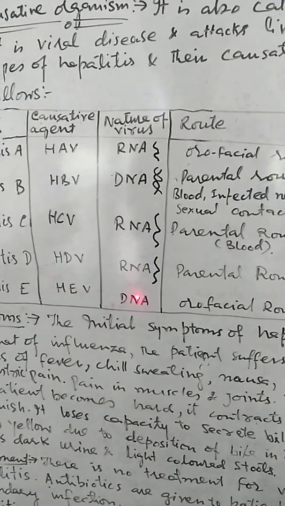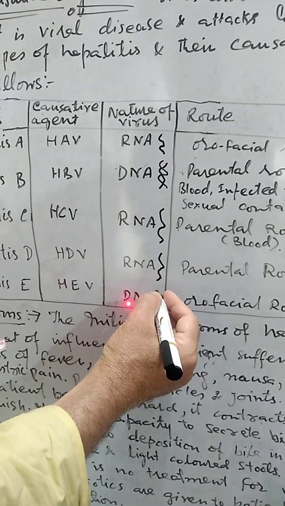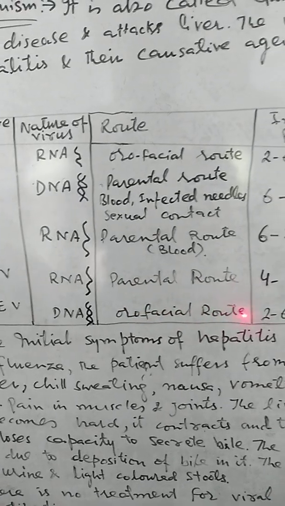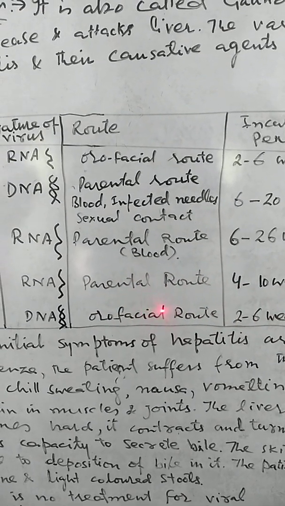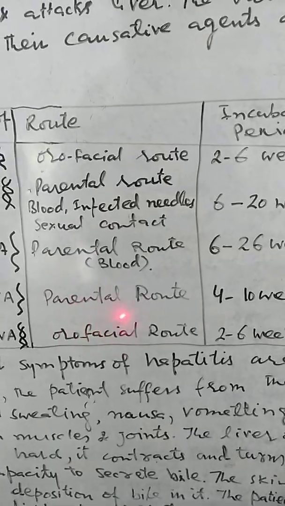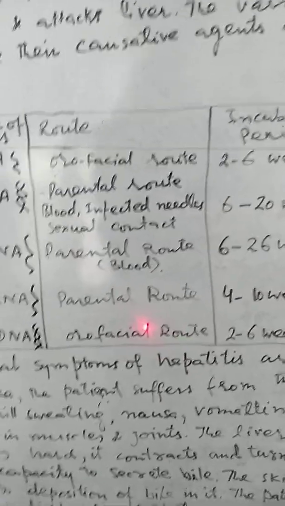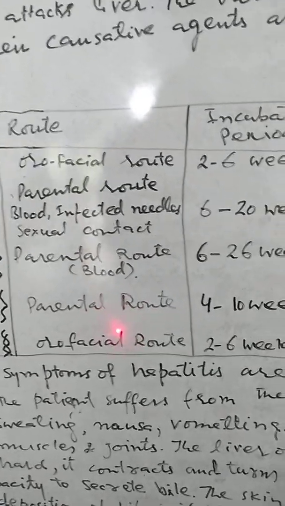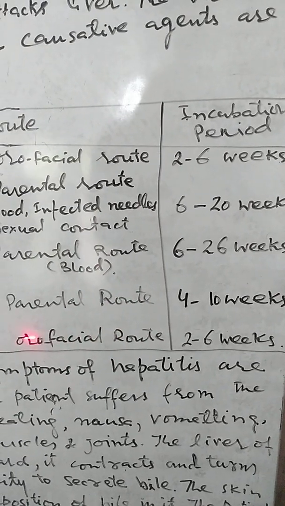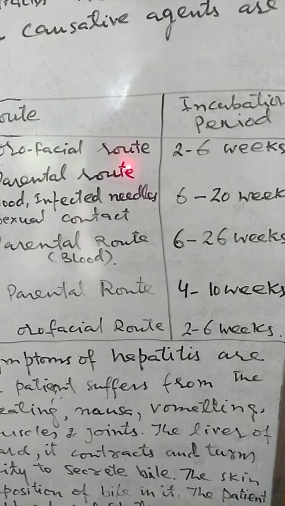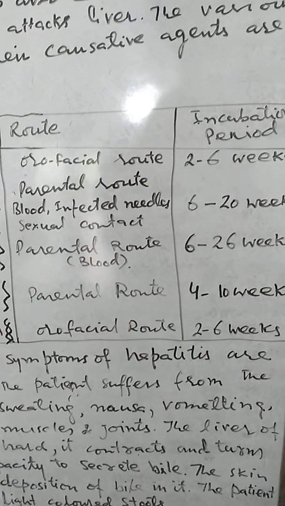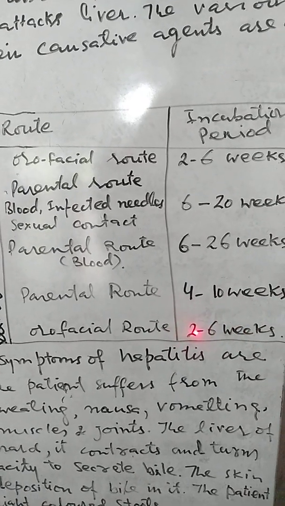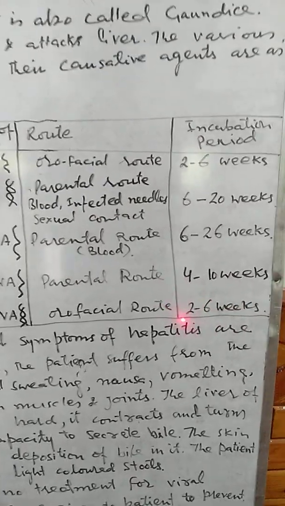Then there is hepatitis E. Hepatitis E virus is a DNA type virus. This is a double-stranded virus. It occurs through the orofecal route. We take food through the mouth, so this infection occurs through the gastrointestinal route. This is the same as hepatitis A. Hepatitis E incubation period is 2 to 6 weeks, at least 2 weeks and maximally 6 weeks to start showing symptoms.